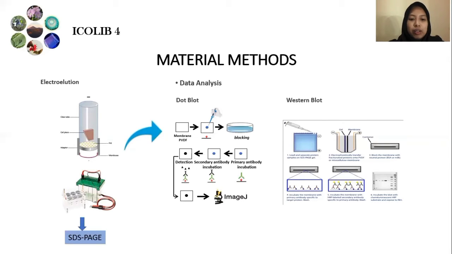Detection of the electroeluted 31 kilodalton immunogenic protein was carried out using the dot blot method by reacting the protein with specific antibodies, and after that analyzed by imaging software. Western blot in the study was used to provide information on the size and the molecular weight of the protein fraction detected for its immunogenic character.